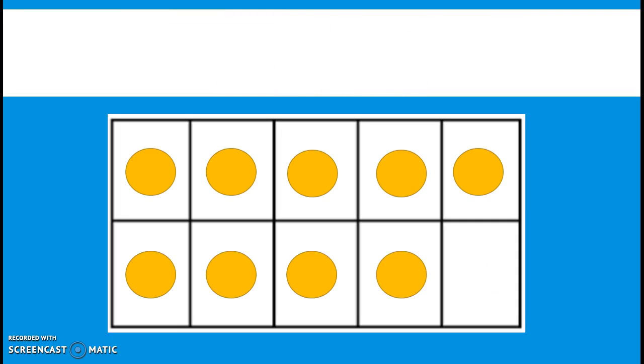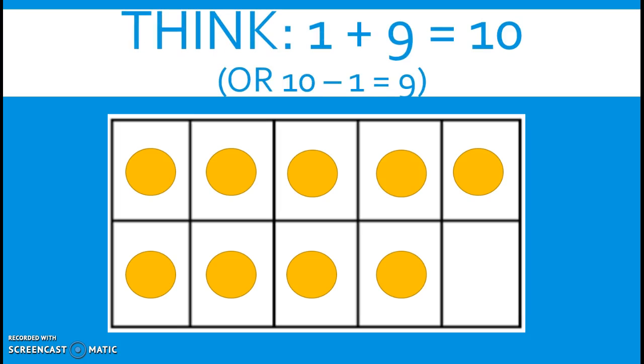This 10 frame has 9 chips. I know this without even counting because there's only one block that's missing. If there could be 10 chips on a 10 frame and only one of them is missing, I know that that's 9. I think in my mind, 1 empty spot plus 9 chips on the board would equal 10. Or another way to think about this is 10 minus the one empty spot would equal 9.